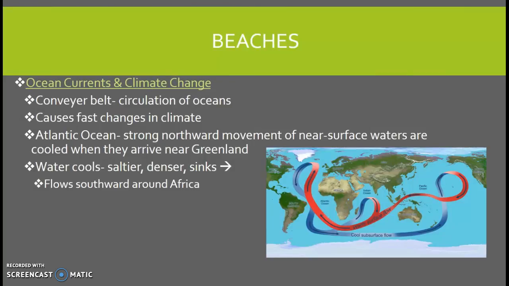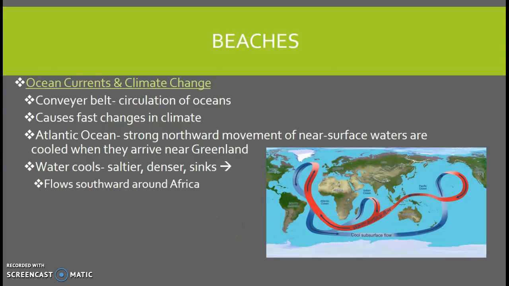And then ocean currents and climate change are related to each other because of the conveyor belt, which is a circulation of oceans, as you can see right here, as I showed you. So the red one is the warm surface flow, and then we've got the blue one, which is the cold surface flow. These are the two ocean currents.